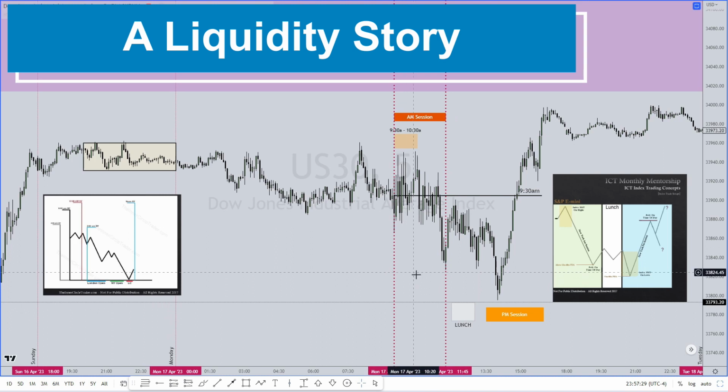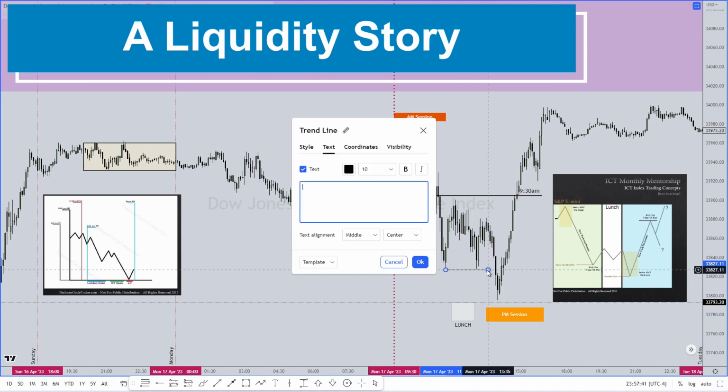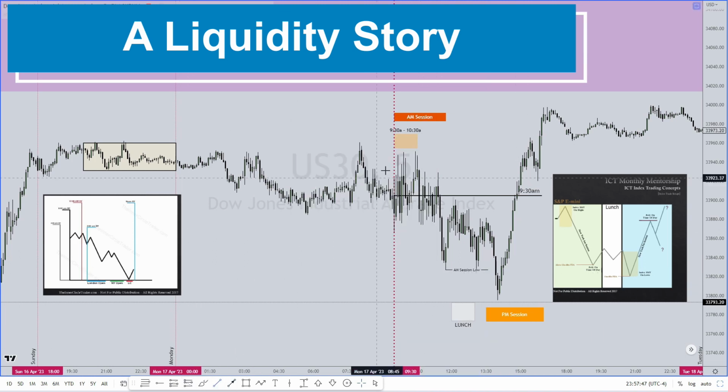we can see at the end of that time period, there was a price low. So that low becomes the AM session low. And this would be the AM session high.